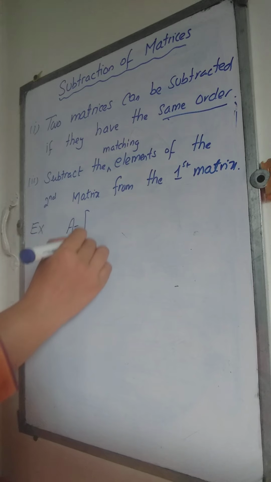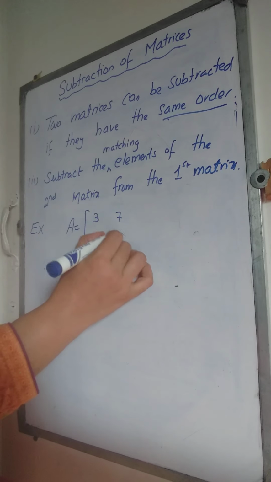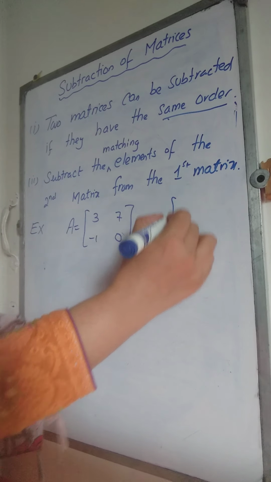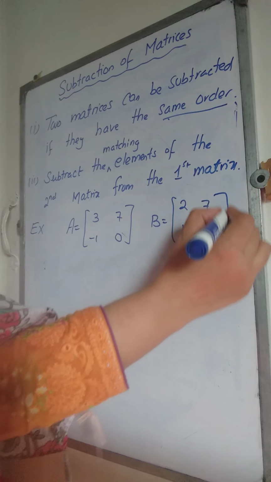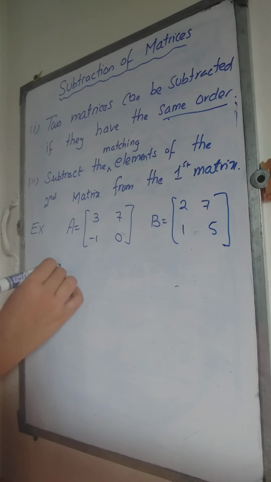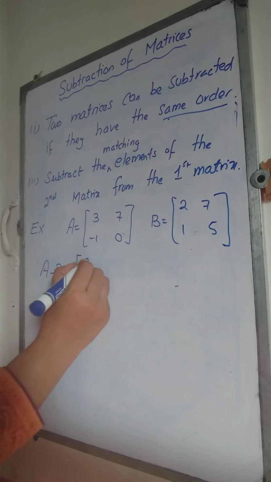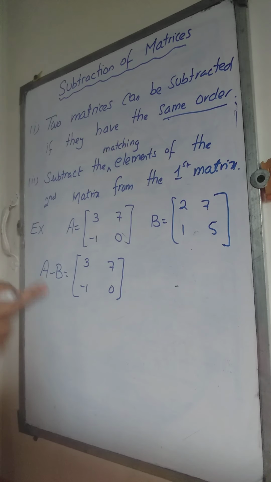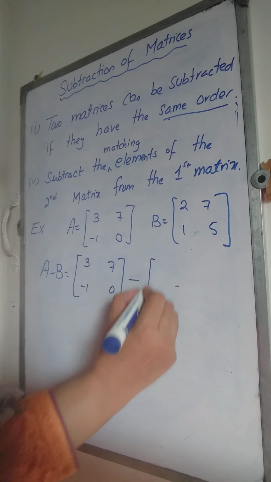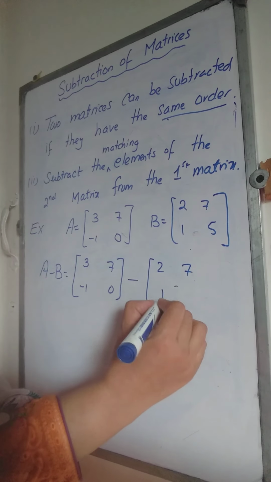suppose you have a matrix A, 3, 7 and -1, 0, and a matrix B, 2, 7, 1, 5. Now suppose you want to subtract B from A. In order to subtract B from A, first we write the matrix A, 3, 7, -1 and 0. A is written first, therefore A will be written first, and then we are going to write the matrix B. A minus B, in the same order as the expression, 2, 7, 1, 5.